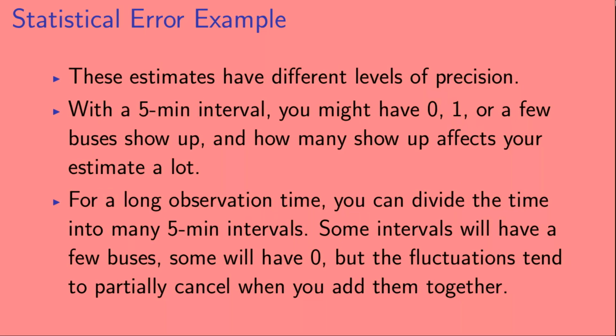So these estimates have different levels of precision. With a 5-minute interval, you might have 0, 1, or a few buses show up, and how many show up affects your estimate a lot. For a long observation time, you can divide the time into many 5-minute intervals. Some intervals will have a few buses, some will have 0, but the fluctuations tend to partially cancel when you add them all together.